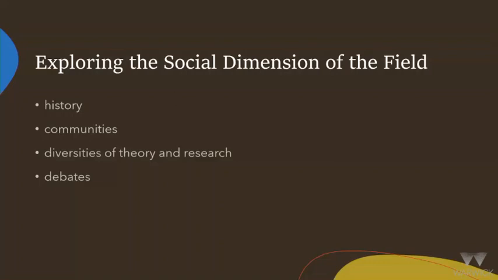It has a wide diversity of approaches to theory and research, and communication studies describes itself as an interdisciplinary field. It draws on a wide variety of approaches to its research. It has some very strong ongoing debates.